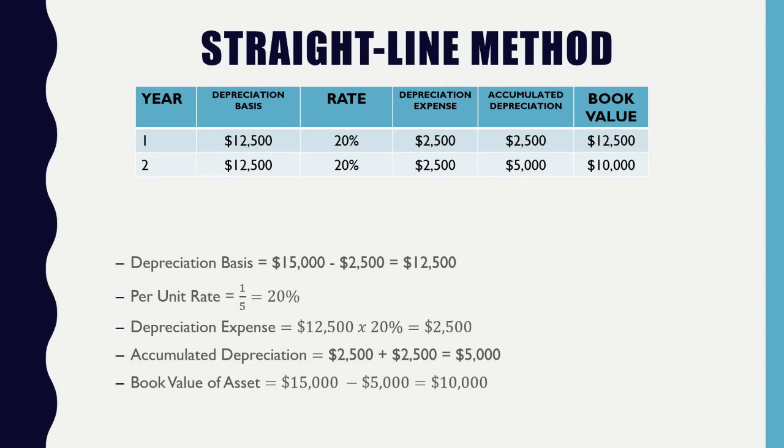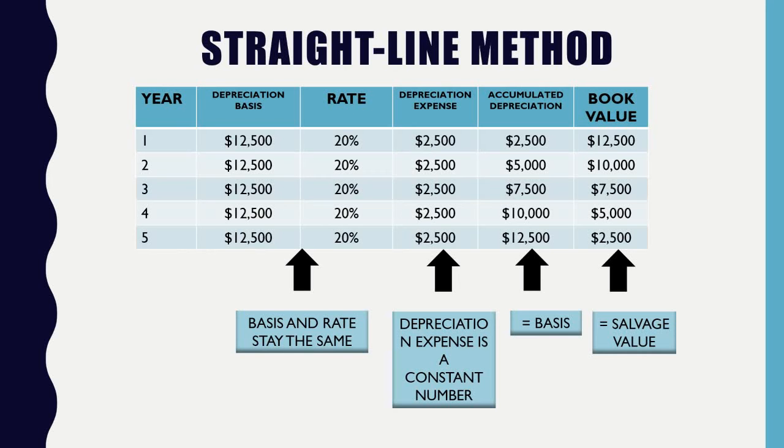What you're going to notice is that once you solve for one, your depreciation basis, the rate, and the expense, they're all going to be the same. The only difference here is that we're going to be calculating our accumulated depreciation and our book value. Those are going to be different. So once again, as we progress through the years, you're going to notice that all three columns are going to stay the same. And this is exactly what I mean by straight line.